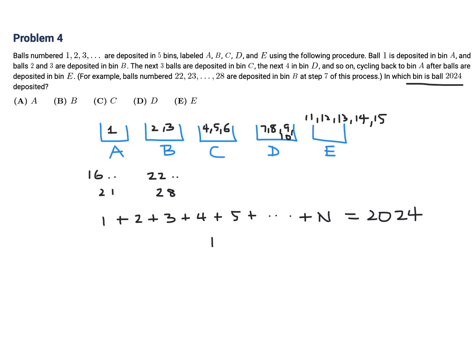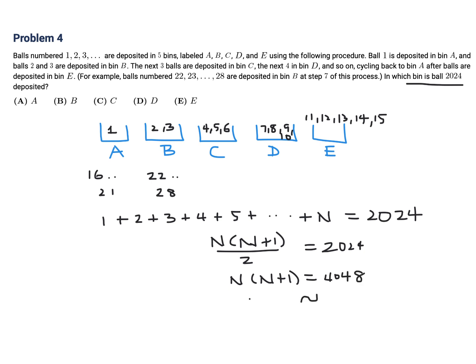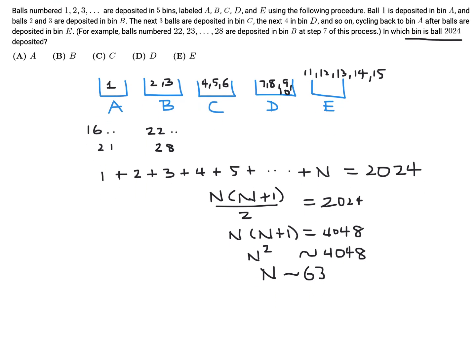You remember that formula, n times n plus 1 divided by 2. In this case, it's 2024. I'm not going to do a quadratic. I'm just going to do n times n plus 1 is equal to 4048, and approximate it. This is sort of like n squared, which makes it quicker. If I take the square root, I'll get approximately 63. That's not the actual value of n, but it's close to 63.